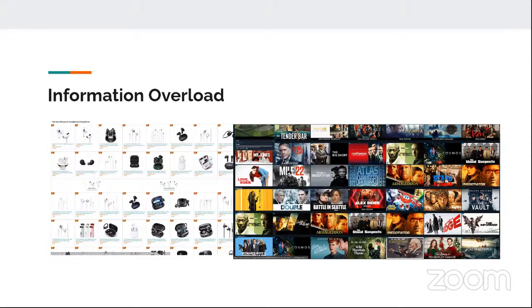The goal of recommender systems, it has many goals, but one of them is to narrow your options. These are screenshots of Amazon, a product listing, and Amazon Prime, which is a video library. Say you want to buy an earbud or a headphone from Amazon. You have tons of options, hundreds, if not thousands.